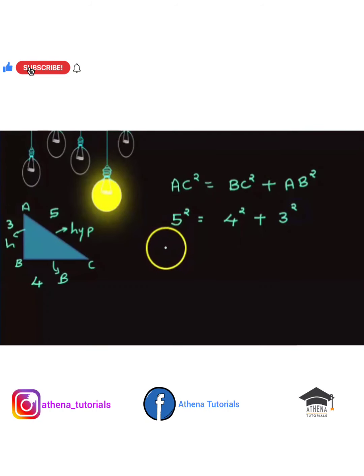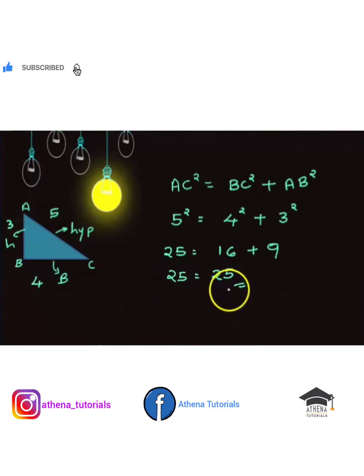What is 5 square? It is 25. And 4 square is 16, plus 3 square is 9. So 25 is equal to, what is 16 plus 9? It is 25. So hence proved, LHS is equal to RHS. So 3, 4 and 5 is called a Pythagorean triplet.